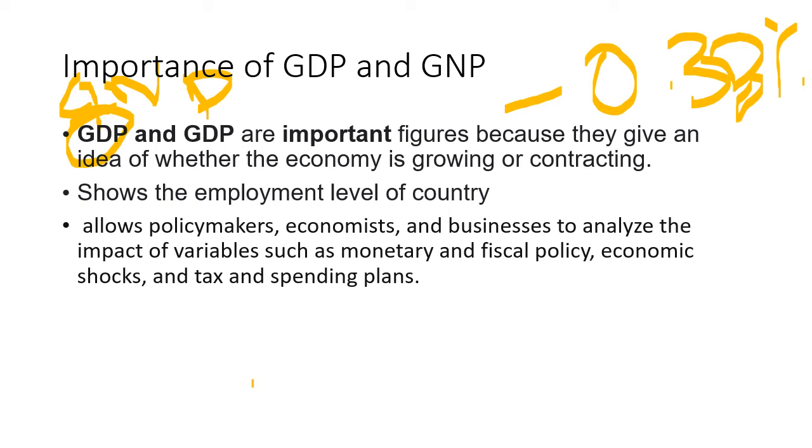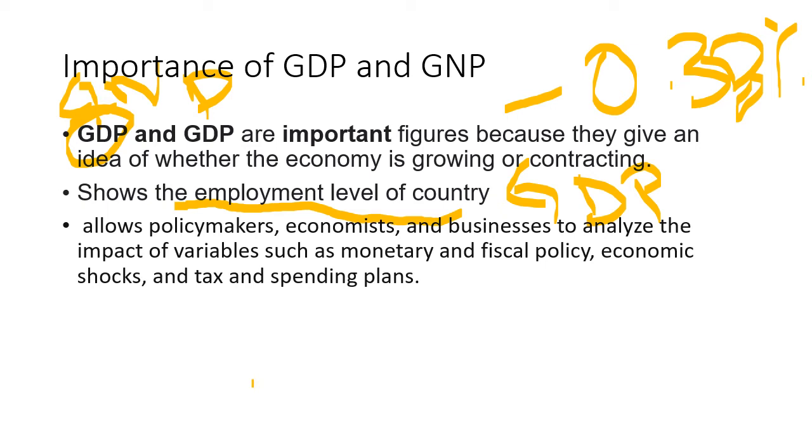Another importance is that they show the employment level of the country, especially the GDP. If GDP is increasing, it means more job opportunities are being created in the country. If GDP is increasing, it means more goods and services are produced, and when more goods and services are produced, more job opportunities are present. So it is the GDP that shows the employment level of the country, and it is the GNP that shows the economic strength of the citizens.